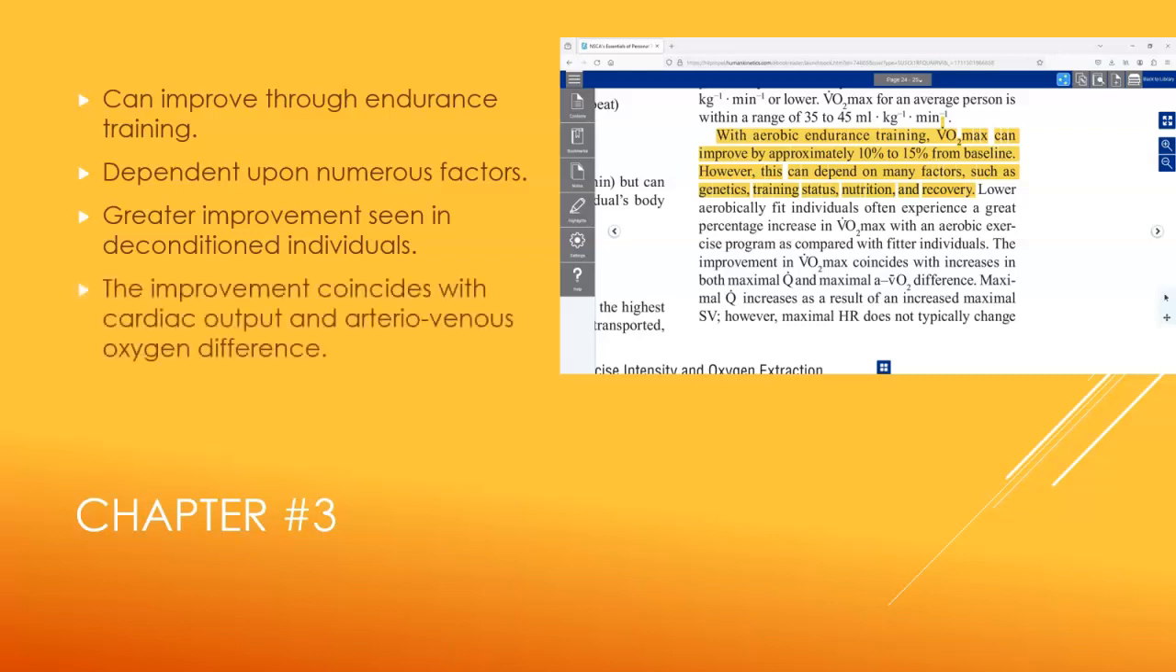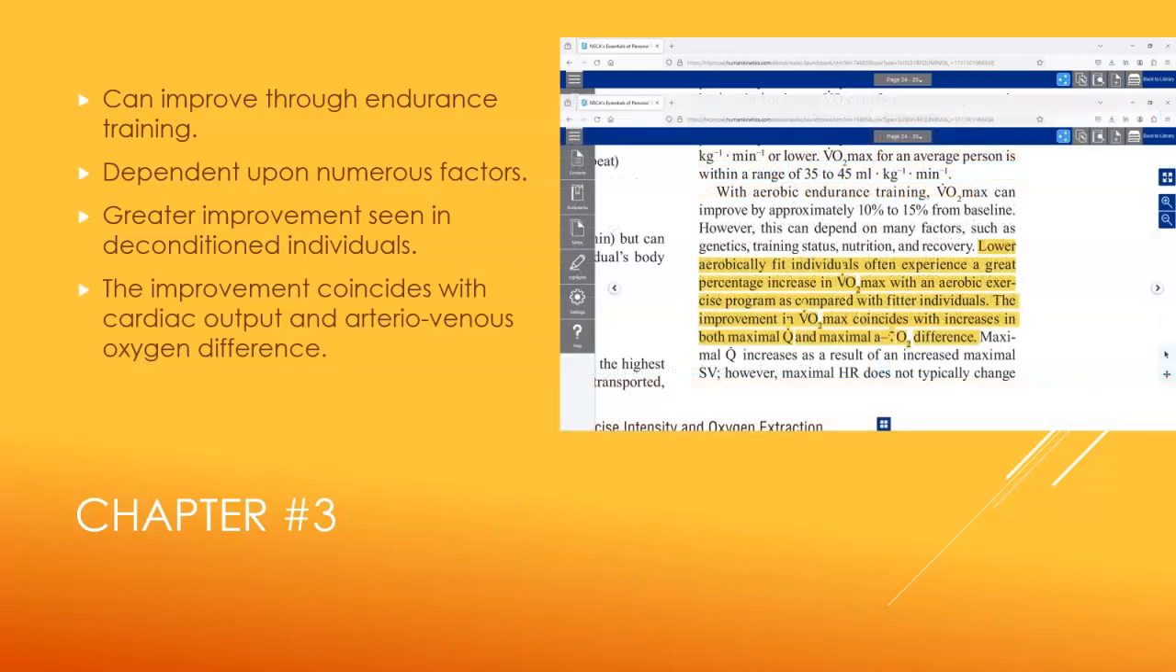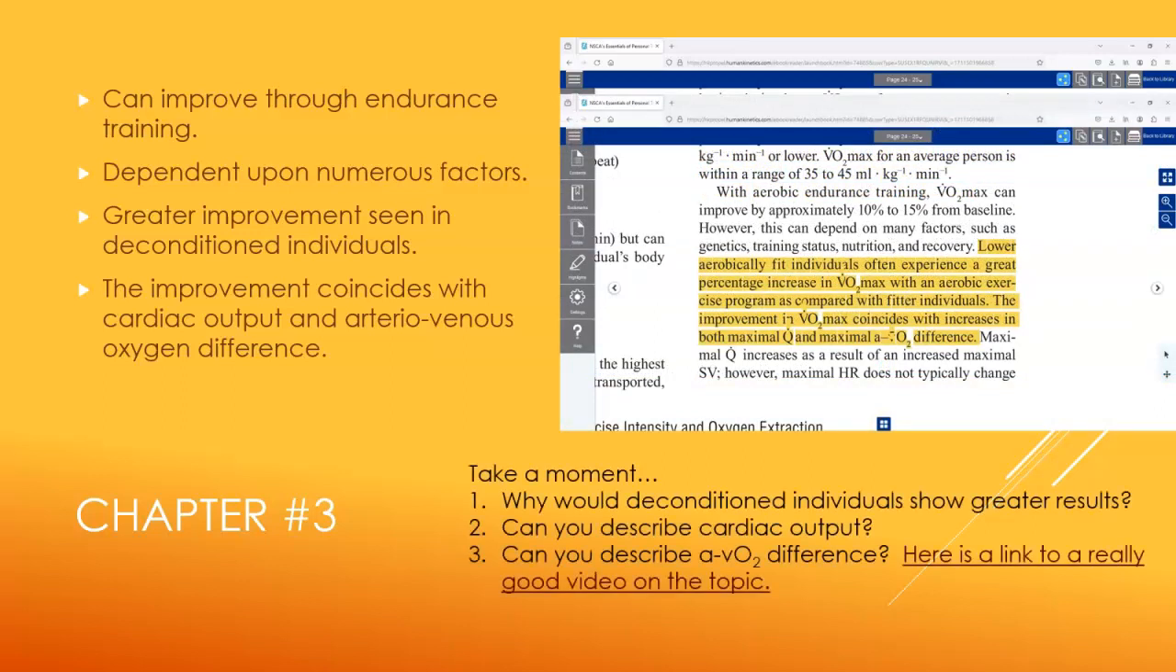And when you look at that, I have to ask, if we have a few questions again on another slide, let's take a moment. Why would a deconditioned individual show greater results, especially on the front end of a workout program? Can you even describe what cardiac output is, what Q is? How about AVO2 diff? Can you articulate what that is? These are 3 great questions that you might find somewhere else in this class.